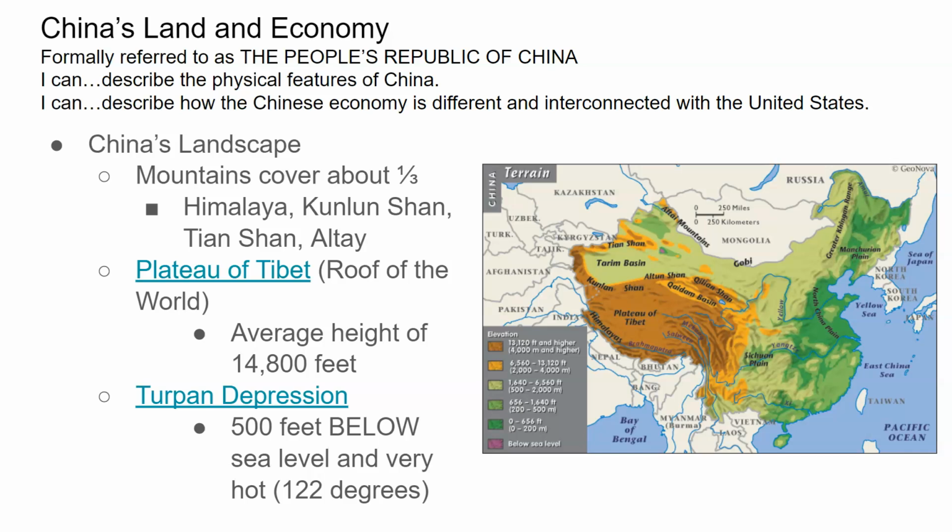You also have the Turpan Depression. Definitely a big change in elevation. You're going to be about 500 feet below sea level. It also tends to be quite warm, about 122 degrees. Also an area that has seen some agriculture as well, although you'll see the Manchurian Plains also play a really big role when it comes to feeding people.